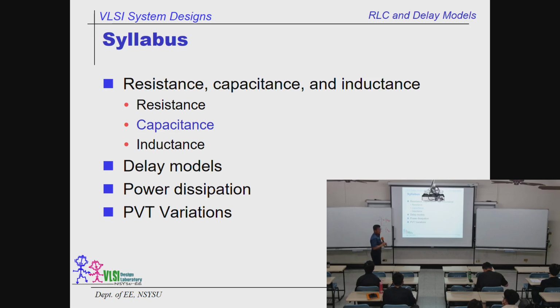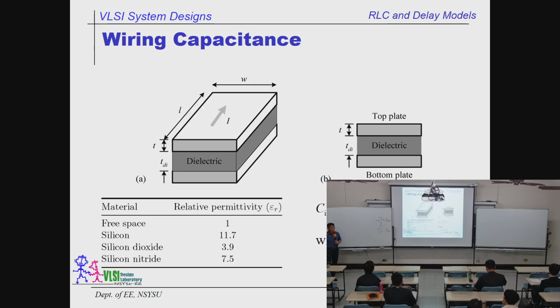Now the next one is capacitance. Capacitance is the one that students hate most, because capacitance gives a lot of trouble. It creates delays. It creates interferences, a lot of bad things. However, according to the basics of physics, as long as we have two parallel conductors isolated with an insulator, then we have a capacitor. So you cannot get away from that. Since we cannot get rid of it, we have to understand how to manipulate it.